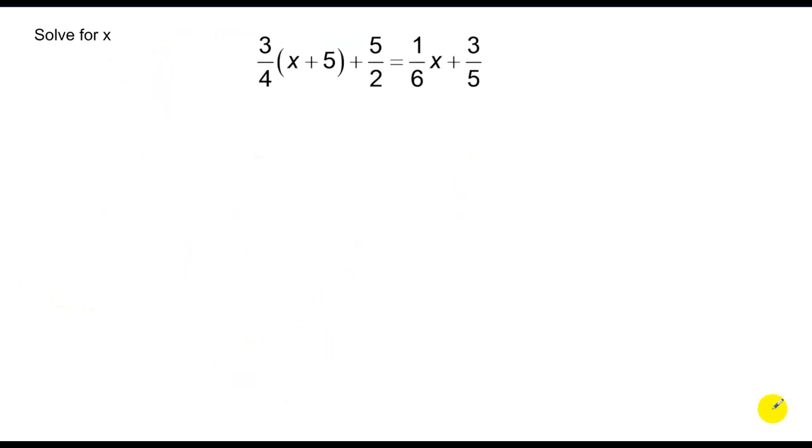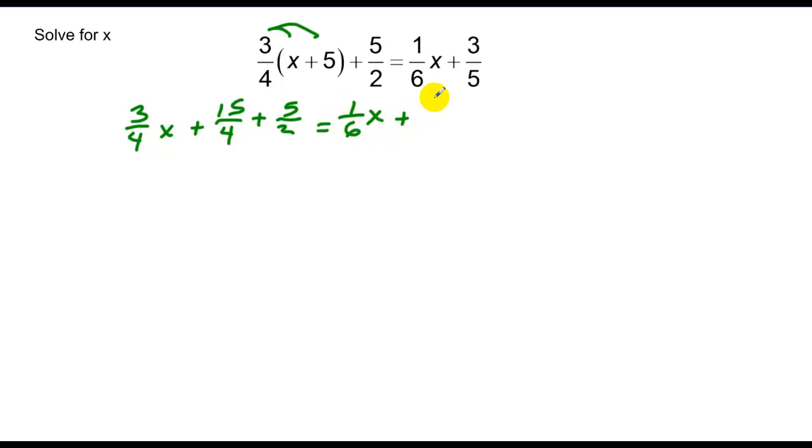So in this problem we have a number of different fractions. I personally like to distribute through my multiplications before I try to clear a fraction. So I'll distribute the 3/4, giving 3/4 x plus 15 over 4. Everything else remains unchanged. And then what I'm going to do is look across both sides of the equation and find out the common denominator for 4, 2, 6, and 5, which is 60. And distribute the 60 to each term.